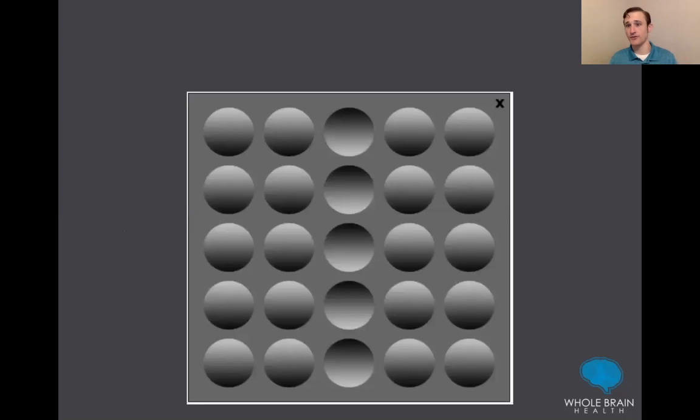All right, so here's our first optical illusion. What do you see here? I'll let you think about it for about 10 seconds and just analyze the image and see what your brain is telling you.